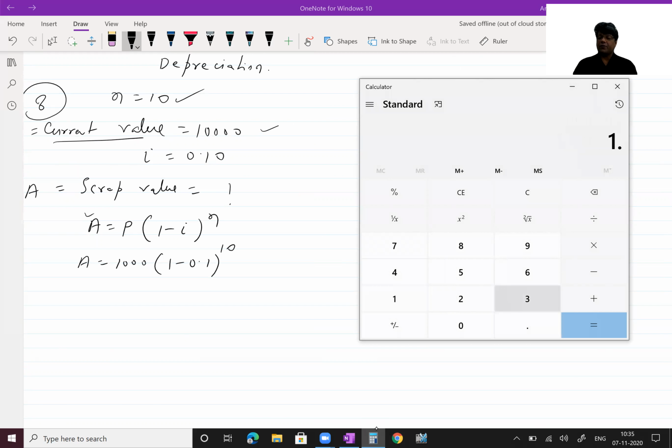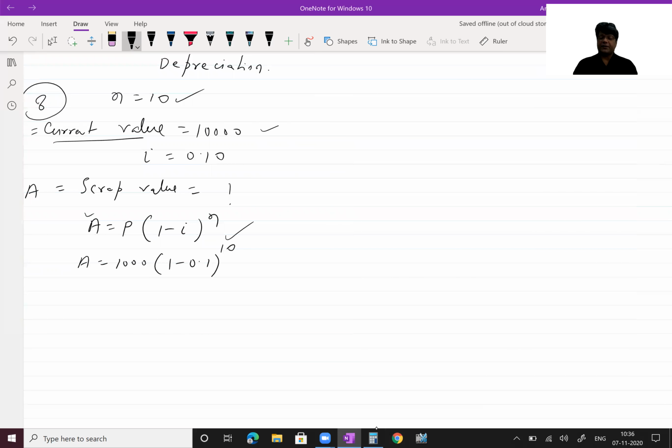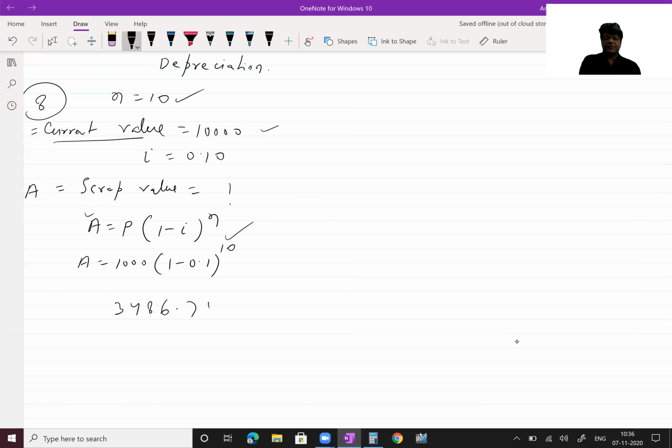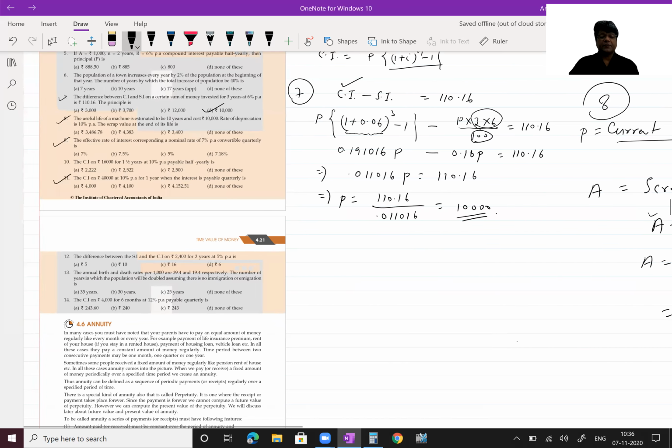1 minus 0.1 is equal to 0.9. Now the power is to be 10. So into equal to means square, 3, 4, 5. And now into equal to, it became power 10. And into 10,000. Guys, by mistake, I have written here 1,000 into 10,000. So 0.9 to the power 10 into 10,000 is equal to 3486.78. Any option is matching?